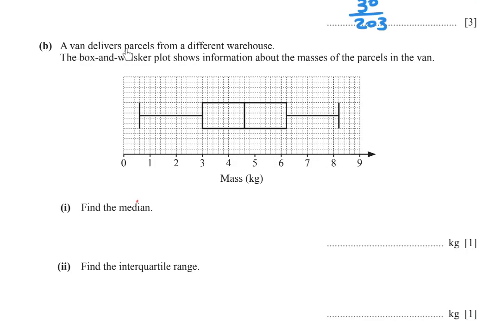Part B. A van delivers parcels from a different warehouse. The box and whisker plot shows the information about the masses of the parcels in the van. Find the median. The median is the one in the middle, so this is 4.6, because each square represents 0.2. So the median is 4.6. Find the interquartile range. You need to find the upper and lower quartiles, then subtract. The upper is 6.2 and the lower is 3, so 6.2 minus 3 equals 3.2.